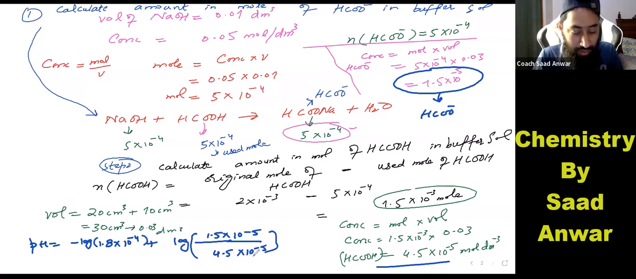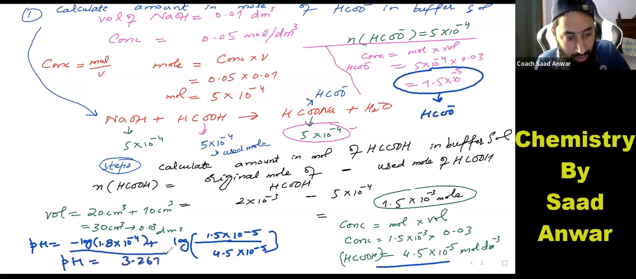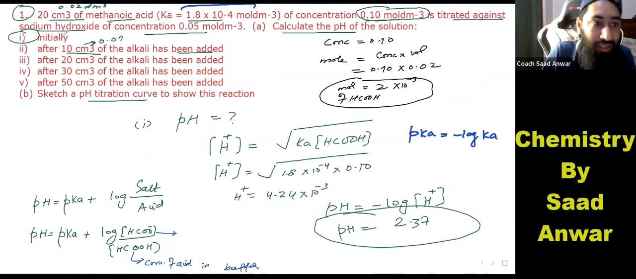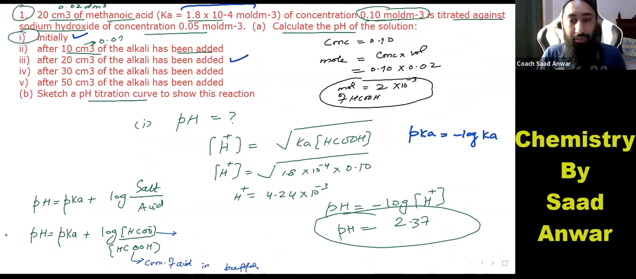So guys, what I am getting is pH equals 3.267. So this is the pH. I have solved this part. Now what do I do, guys?